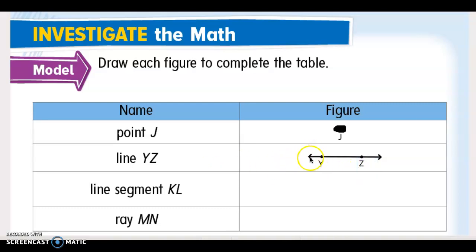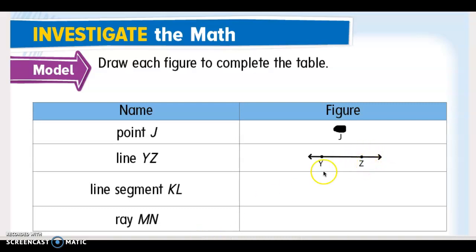Again, I know it's a line because of these arrows at both ends. And it is line YZ. We name it. Just like you have names, we don't call you boy or girl. We call you by your name. We don't just call this line. We call it by its specific name, line YZ.